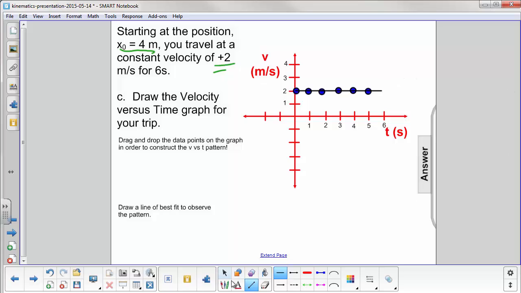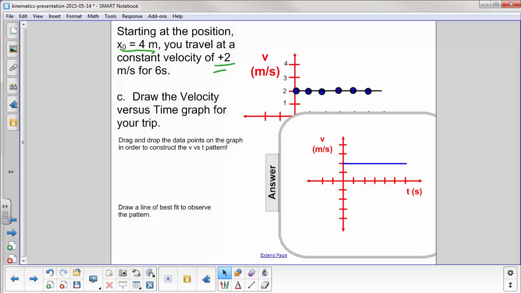okay, that's what it looks like. And let's check the answer. And there we go. It is exactly constant. It stays 2 meters per second the whole time.